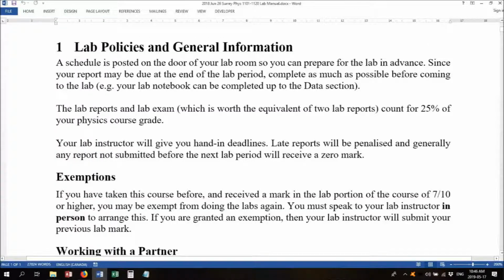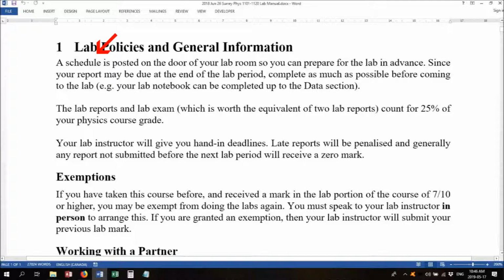Next, I'm going to go over some lab policies and general information. You'll find this information on page 3 of your lab manual. The lab schedule is posted on the lab room door, and the labs do not run in numerical order, so you should check every week to make sure that you're preparing for the correct experiment.